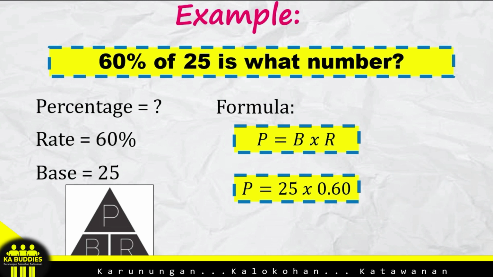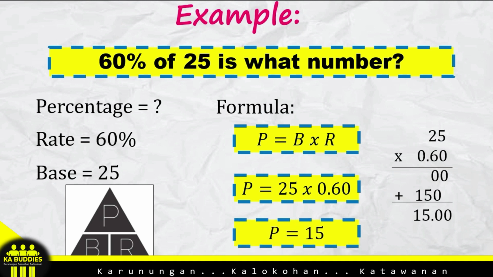So let's have our solution. We have 25 times 0.60. Let's begin to multiply. 0 times 5 is 0. 0 times 2 is 0. 6 times 5 is 30. Write down the 0 and carry 3. 6 times 2 is 12 plus 3 is equal to 15. And then we are going to add the answers. Bring down 0. 0 plus 0 is 0. Bring down 5 and 1. Since we have two decimal places, our final answer is 15. Our percentage is 15.